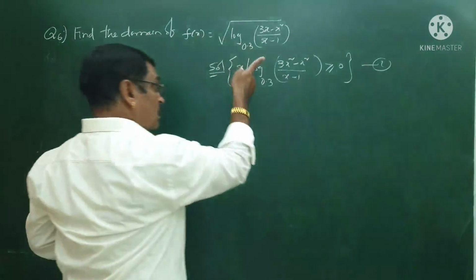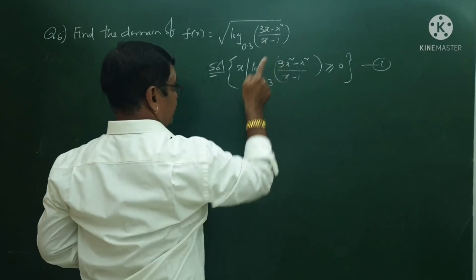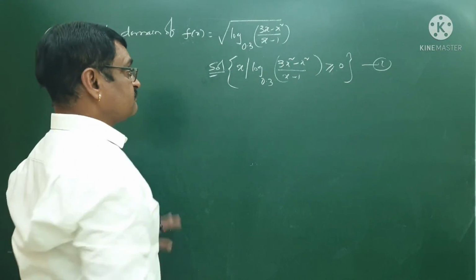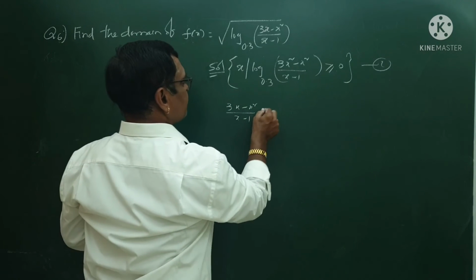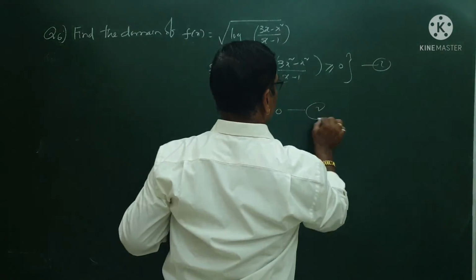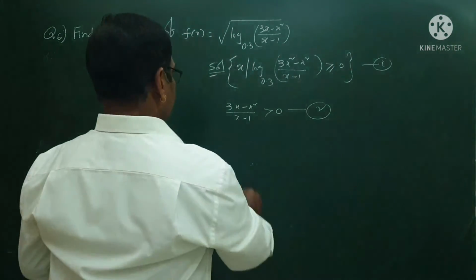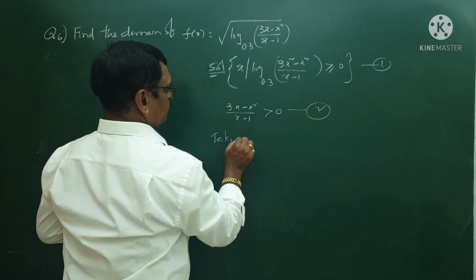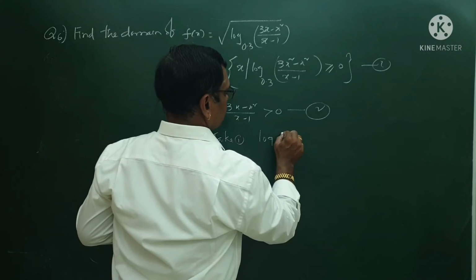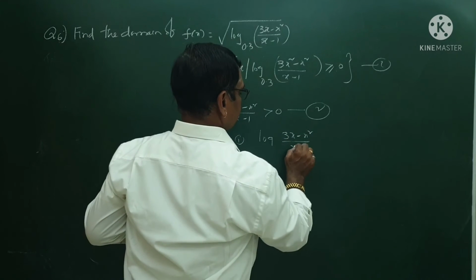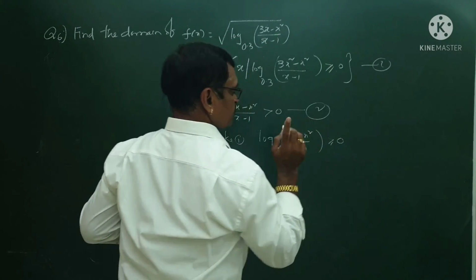Number 2, log function: whatever expression is there, (3x minus x square) by (x minus 1), it must be positive. First point 1. Second one, (3x minus x square) by (x minus 1) must be positive. Number 2. Any other conditions? No. Now take 1. Log of (3x minus x square) by (x minus 1), base 0.3, is more than or equal to 0.